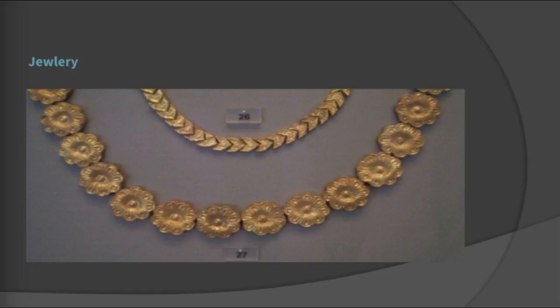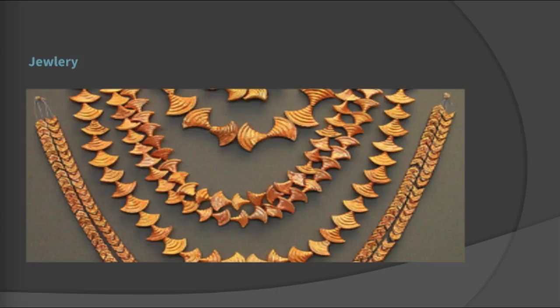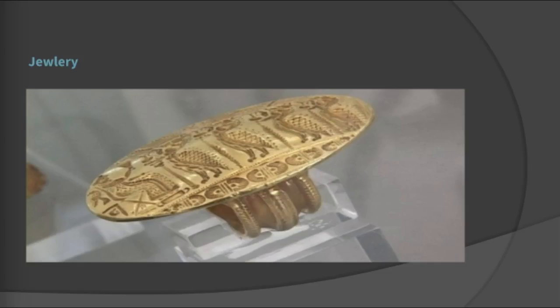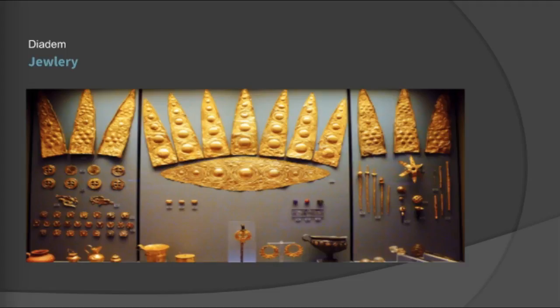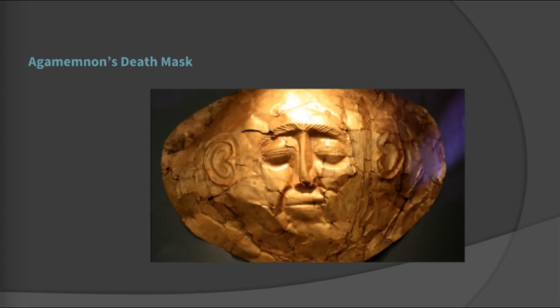Grave sites were filled with gold and silver, which reflect an extremely wealthy civilization. Here's a series of jewelry that was found. Ring. This diadem. And death masks. So this is Agamemnon's death mask. So the Agamemnon of Greek literature and plays.